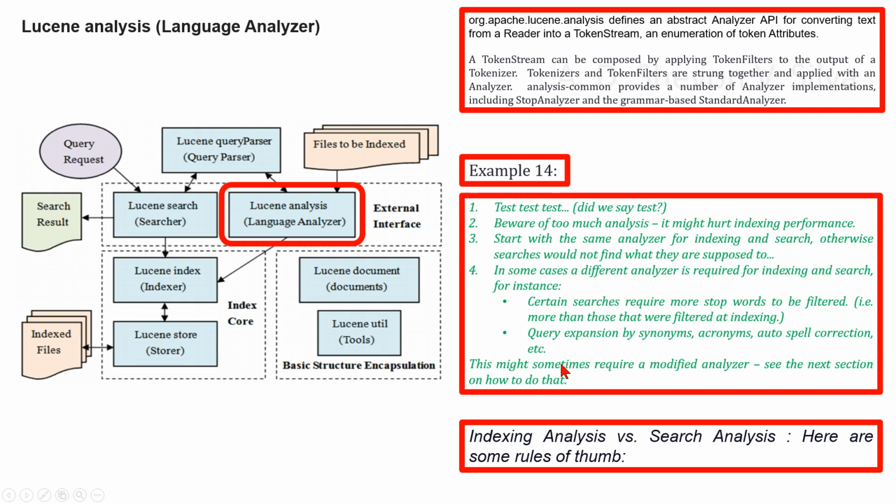Four, in some cases, a different analyzer is required for indexing and search. For instance, certain searches require more stop words to be filtered, for example, filtering more than those that were filtered at indexing. Query expansion by synonyms, acronyms, auto spell correction, etc. might sometimes require a modified analyzer.